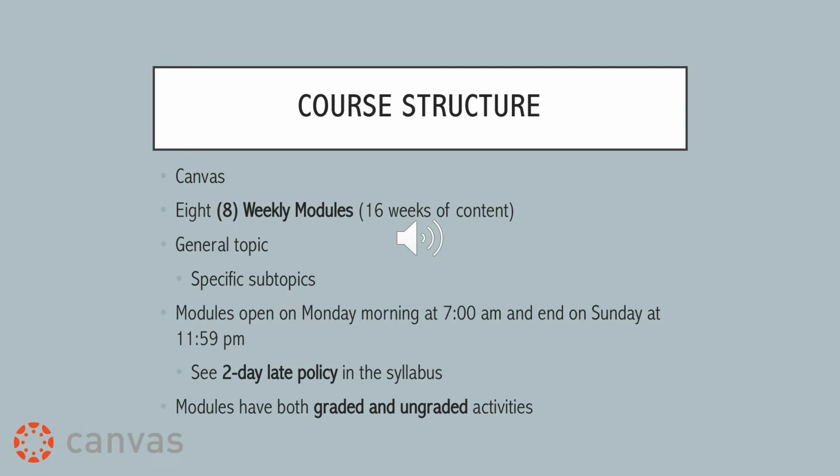Now that we've talked about the key objectives and the content to be covered in this course, let's talk course structure. The course will be delivered using the learning management system Canvas. There will be 8 weekly modules. Even though there are only 8 modules, you're still covering 16 weeks of content, so it's important to prepare accordingly. As you go through each module, you'll recognize that there is a general topic, and from that general topic will stem several subtopics. Each module will open on a Monday morning at 7 a.m., and the module will end on a Sunday at 11:59 p.m.